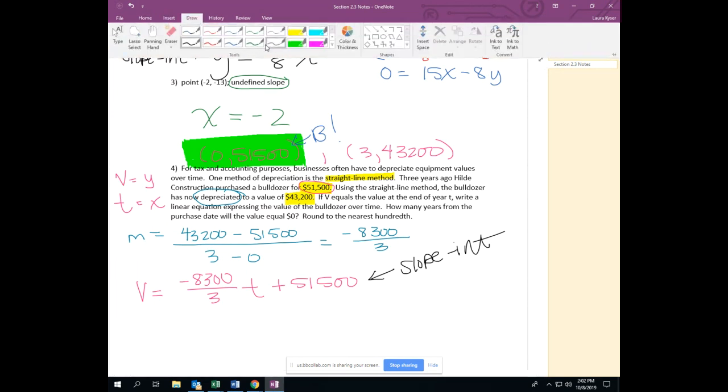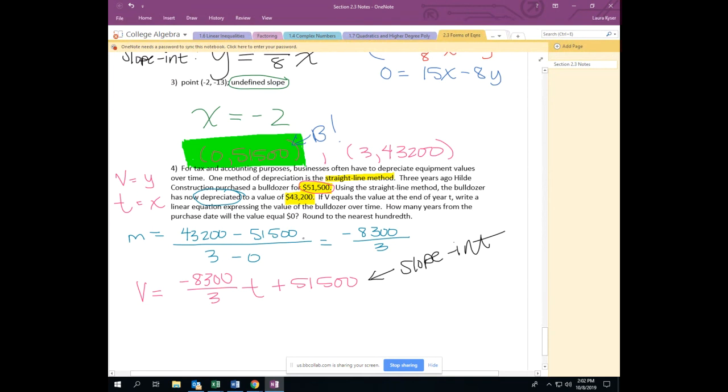All right. So if I want to put this thing in standard form, I need the x and y terms, which in this case are v and t, on the same side. Since t is negative, we want to move it over to the left by adding. So that's going to be 8,300 thirds t plus v equals 51,500. And then similarly to the one we did before, we do have a fraction involved. So we're going to want to get rid of that by multiplying everything by the LCD, which in this case is 3. So every term gets a 3.